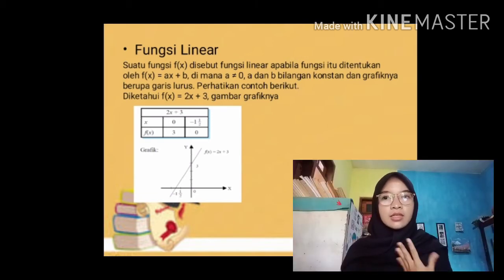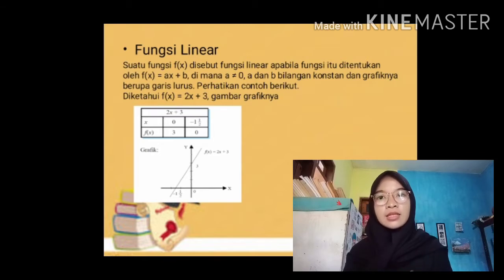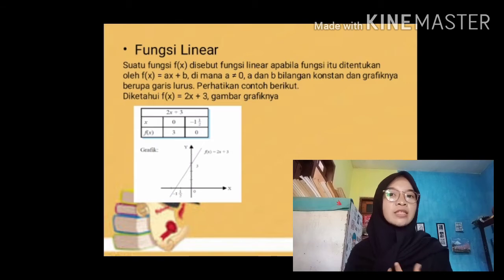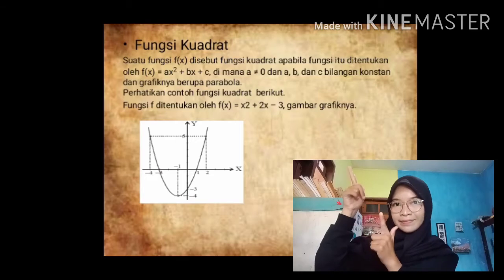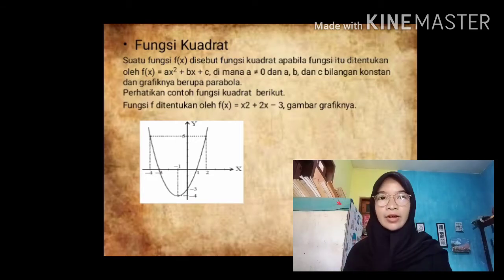linear function. A function f x is called a linear function if it is determined by f x equals ax plus b, where a is not equal to 0, a and b are constant numbers, and the graph is a straight line. Pay attention to the following example. Now f x equals 2x plus 3. Sketch the graph. Okay, next.